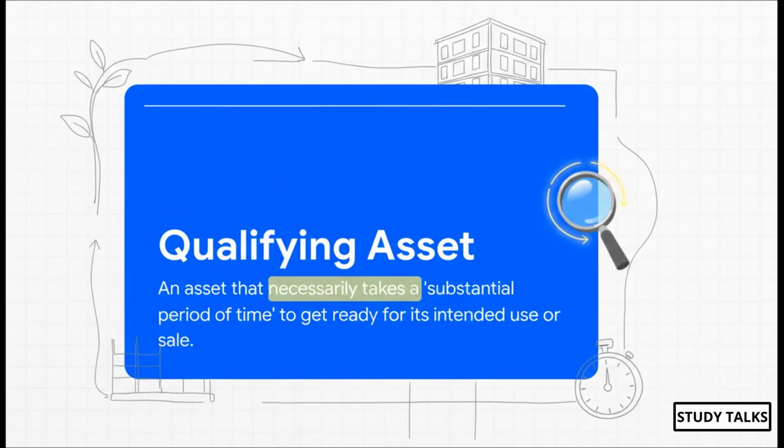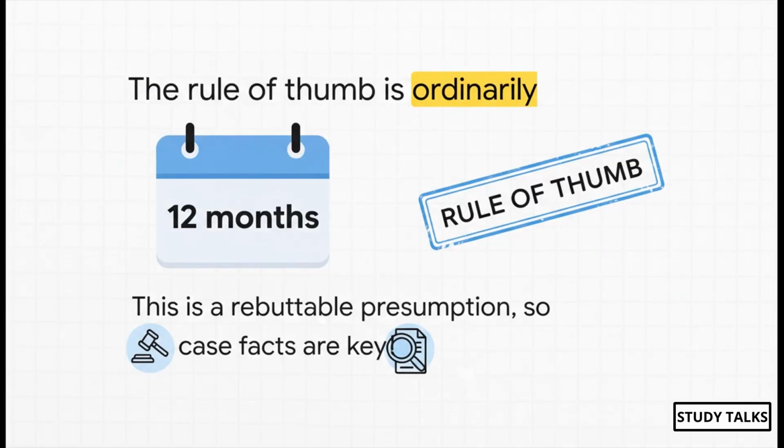Next, the star of the show, the qualifying asset. The definition has one key phrase you absolutely must burn into your memory: substantial period of time. It's not just any old asset, it's an asset that takes a good long while to get ready. So what does substantial actually mean in exam terms? Well, ICAI gives us a handy rule of thumb. Think 12 months. But, and this is super important, it's what we call a rebuttable presumption. That just means 12 months is the default, but you can argue against it if the facts of the case scream otherwise. This little bit of judgment is a classic ICAI move in their questions.